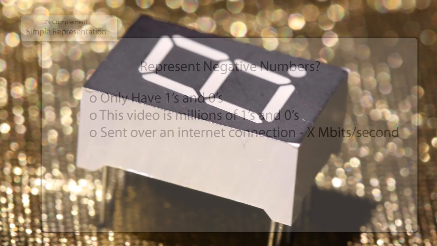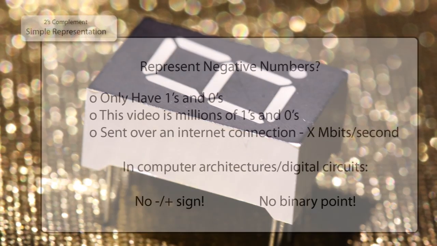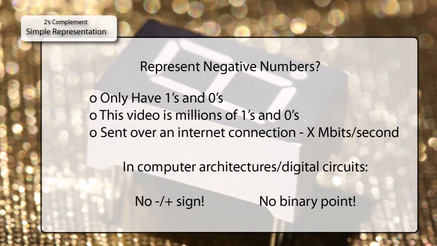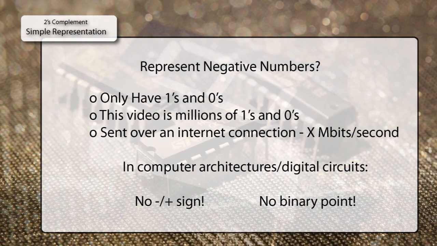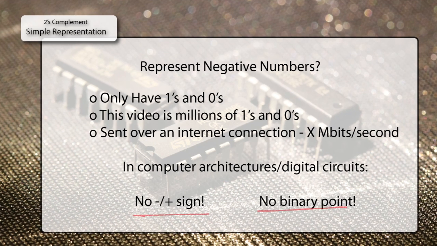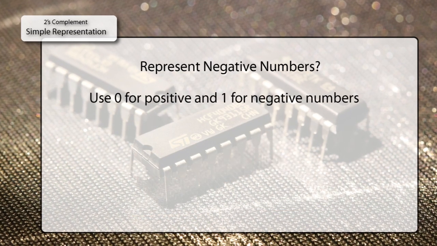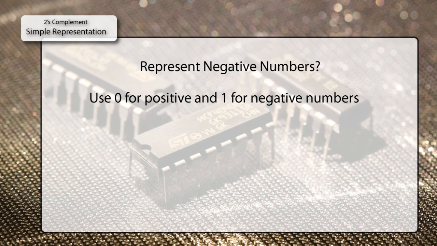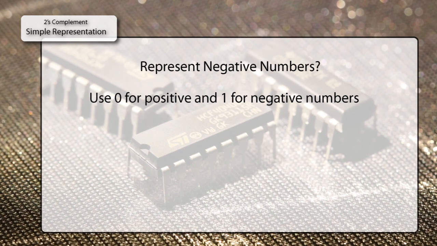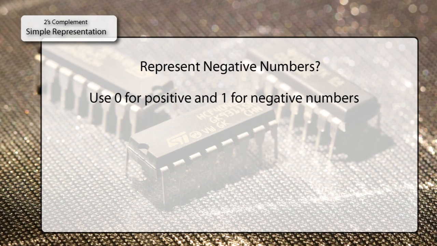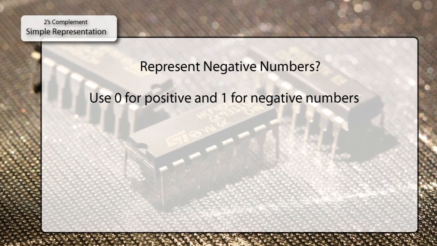So how do we represent negative numbers? Well, since there are only ones and zeros, there's no negative sign or indeed a decimal point, which we call a binary point in binary. So what's the option? Well, the first way would be to use a 0 to represent a positive number and a 1 to represent a negative number, or the other way around. It really doesn't matter as long as we remember.